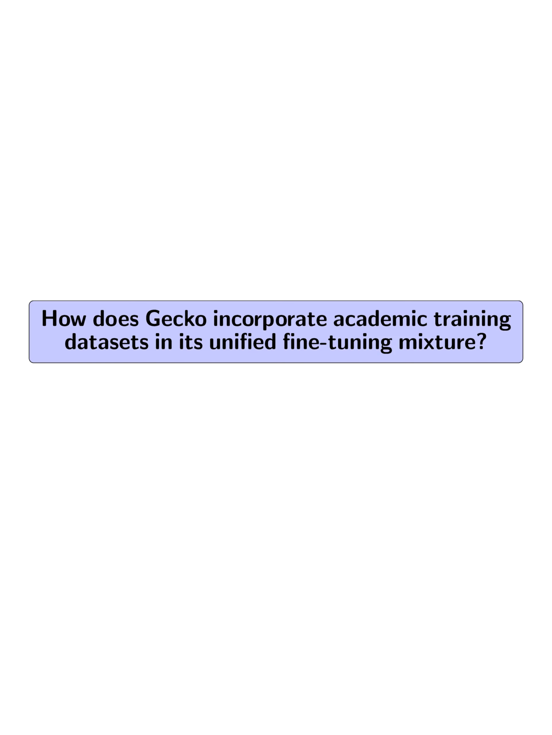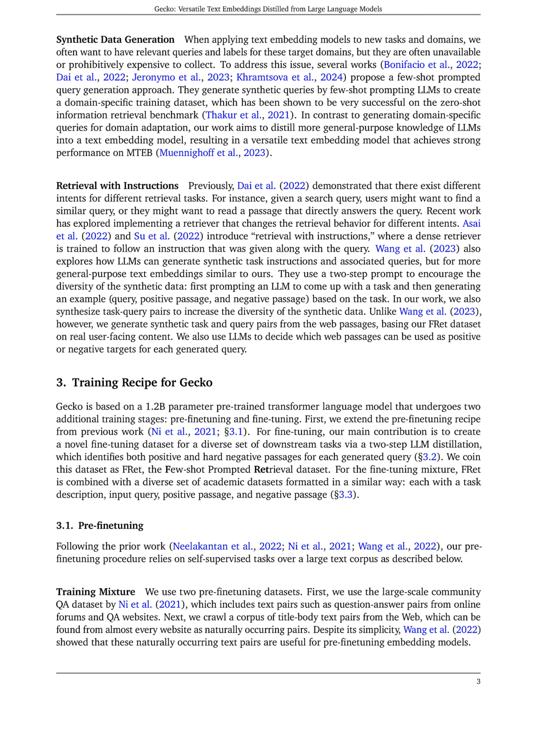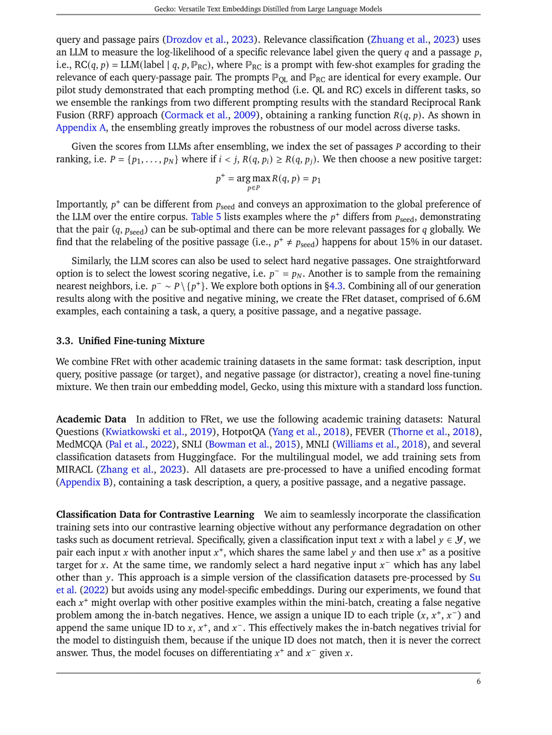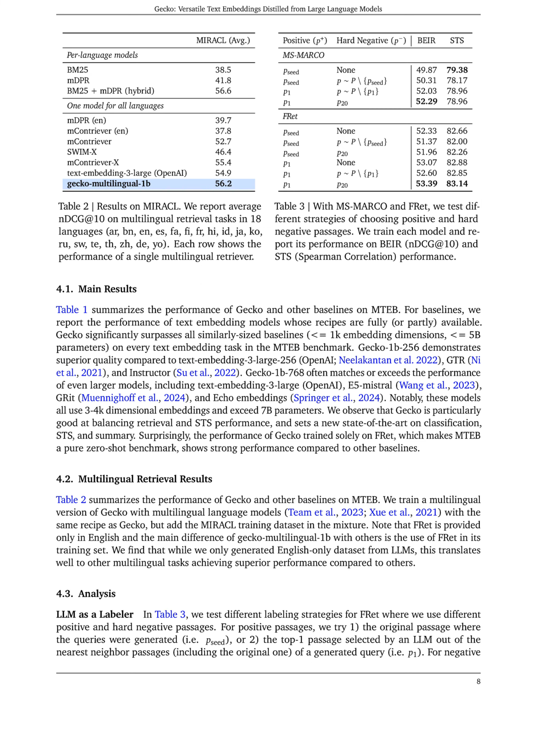How does Gecko incorporate academic training datasets in its unified fine-tuning mixture? Gecko incorporates academic training datasets in its unified fine-tuning mixture by combining the FRET dataset, which is generated using LLMs, with other academic datasets formatted in a similar way. These academic datasets include natural questions, Hotpot QA, Fever, Med MCQA, SNLI, MNLI, and several classification datasets from Hugging Face. Additionally, for the multilingual model, training sets from MIRACL are added.